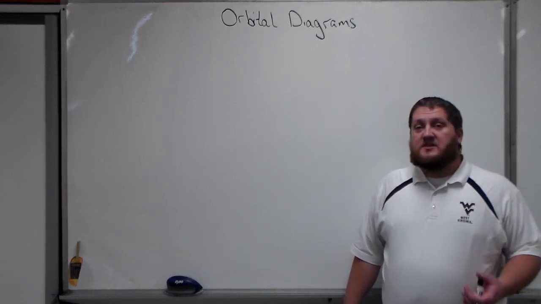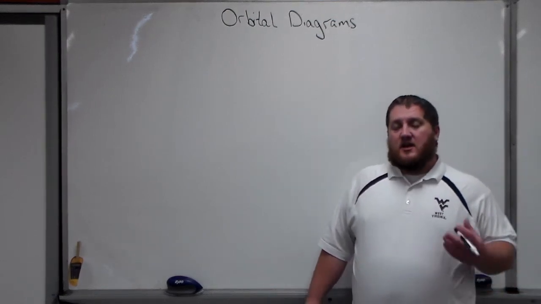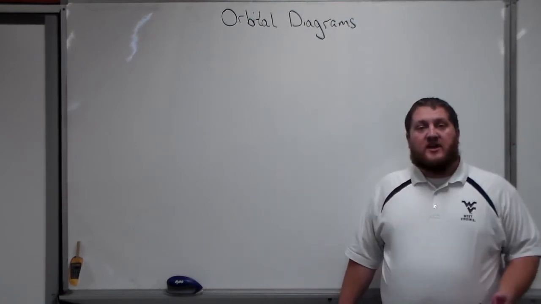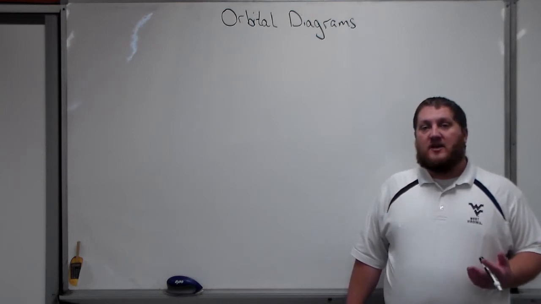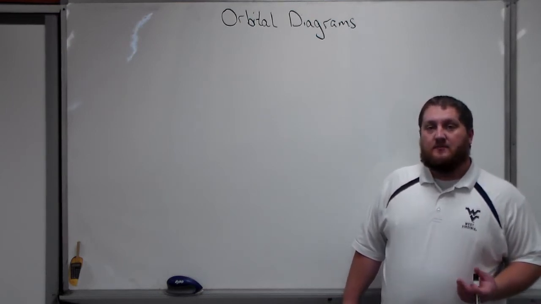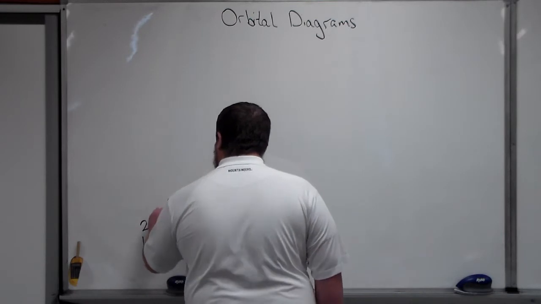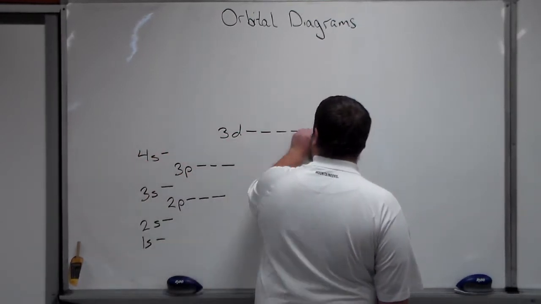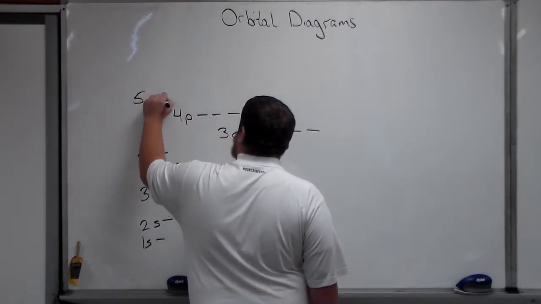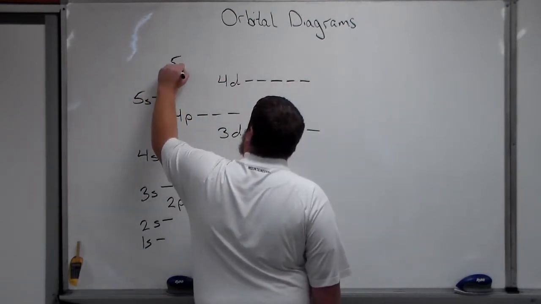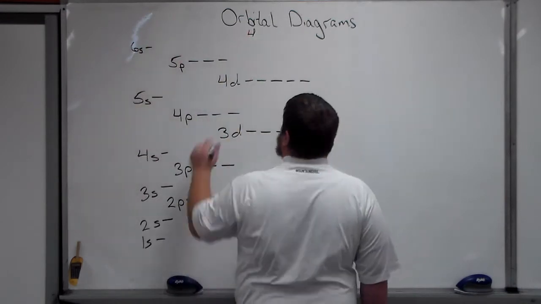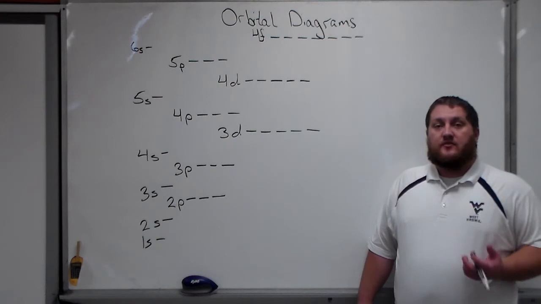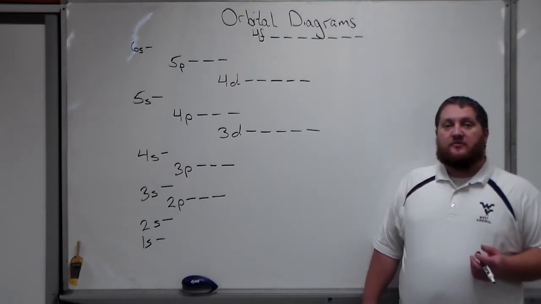So it was requested that we do a quick supplement for orbital diagrams. I'll walk through a couple of those here in just a second. Anytime we're working with orbital diagrams, we always want to start by writing out a blank orbital diagram. I've drawn out a blank orbital diagram all the way up to 4f.